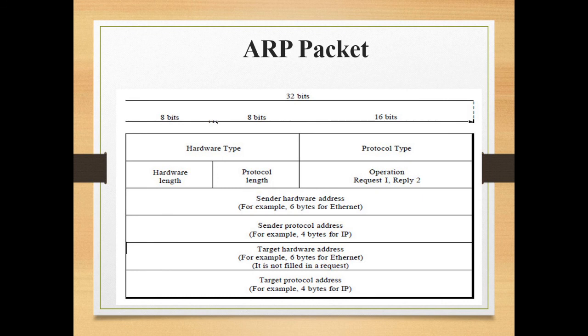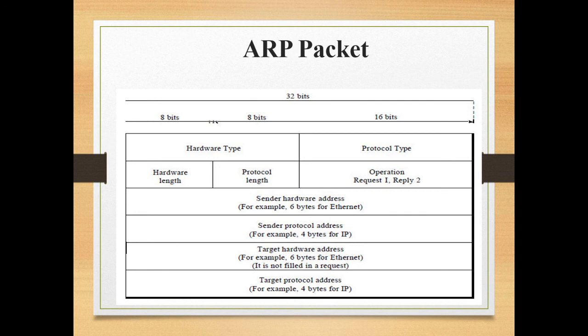Next is ARP packet format. This is the packet format of ARP, which contains hardware type, protocol type, hardware length, protocol length, operation, and many addresses as its fields. Let's see each field one by one. Hardware type. This is a 16-bit field defining the type of the network on which ARP is running, such as Ethernet LAN or any other type of LAN. We should specify the hardware type here.